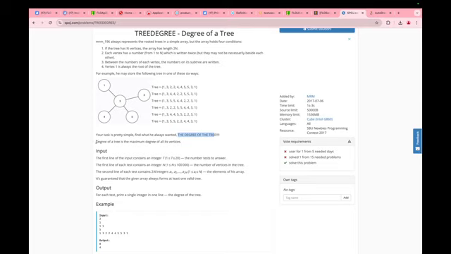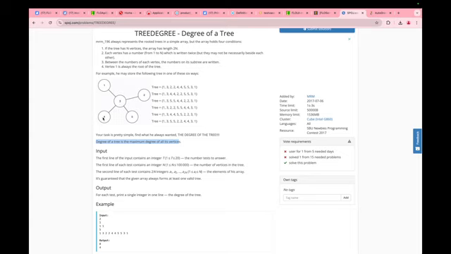How is the degree of the tree defined? The degree of a tree is the maximum degree of all its vertices. So if you see for one, the degree means how many elements it is attached to. One is attached to only three, so the degree of this particular vertex will be one. Three is attached to one, two, three of its sub children and one of its parent. So the degree of vertex three is four.